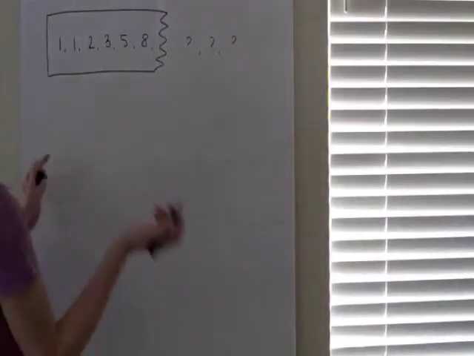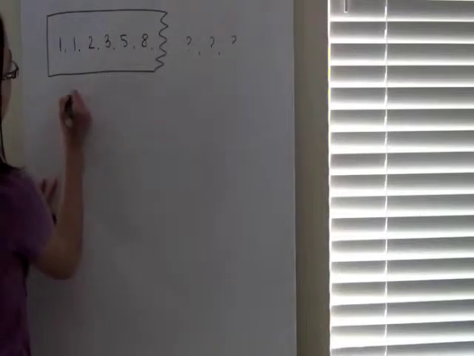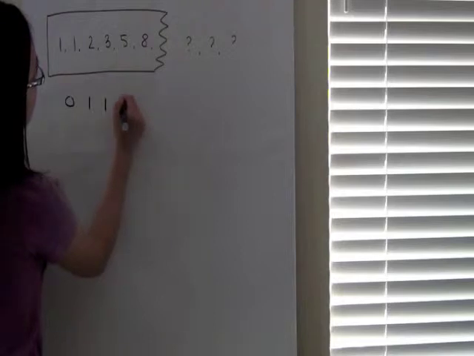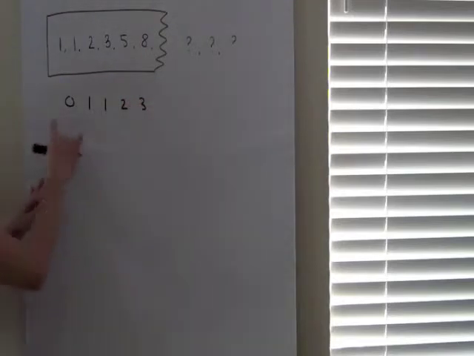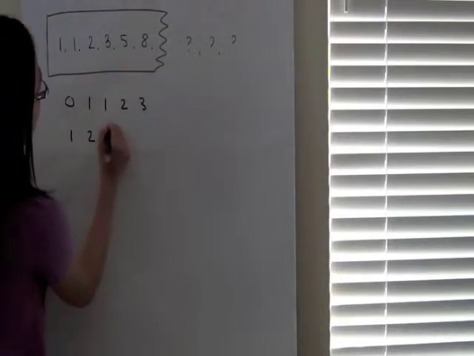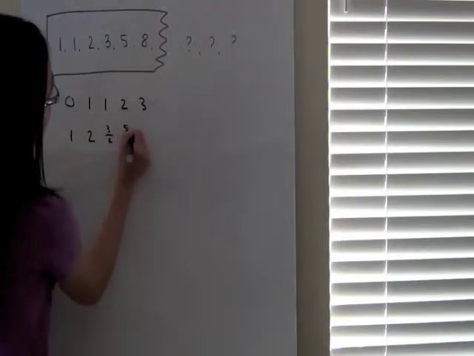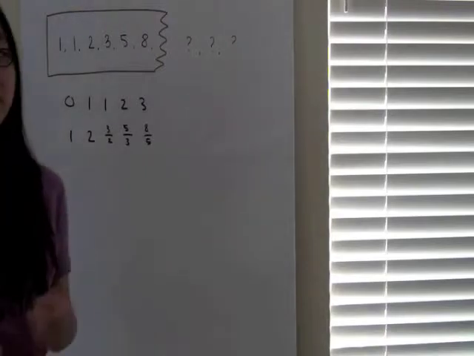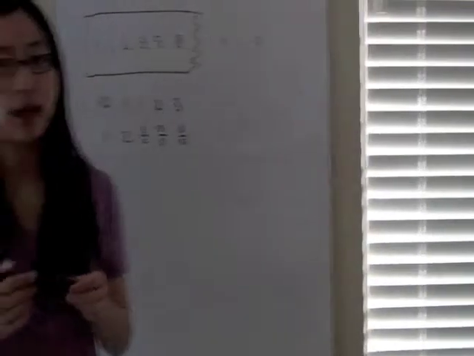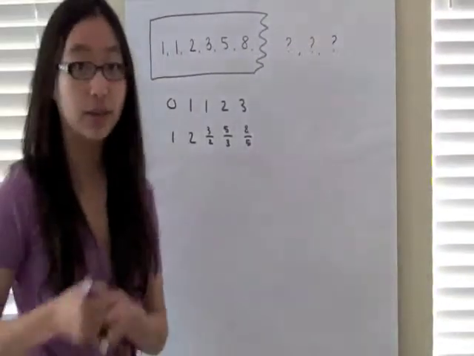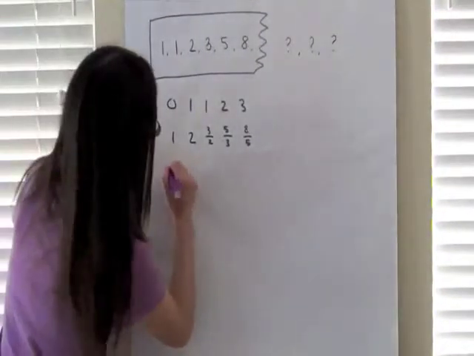For example, if you try to find the difference between numbers, you get 0, 1, 1, 2, and 3. So there's no constant value being added to each number. Or if you divide, you get 1, 2, 3 halves, 5/3, and then 8/5. So again, there's no specific number that's constantly being multiplied. This pattern is actually called a Fibonacci sequence, and it's an important type of pattern to know.